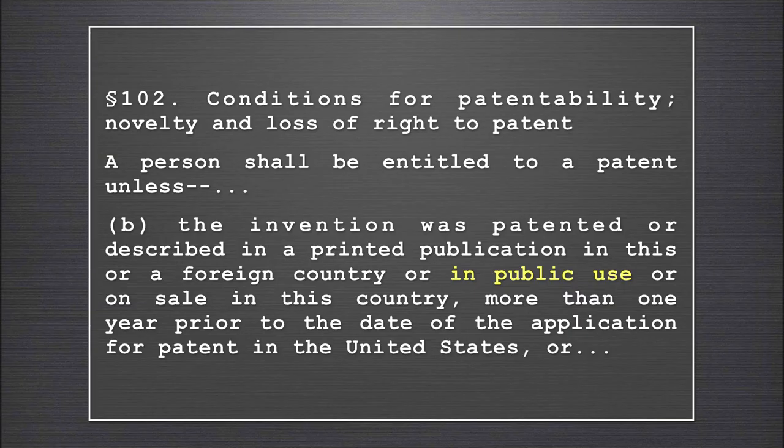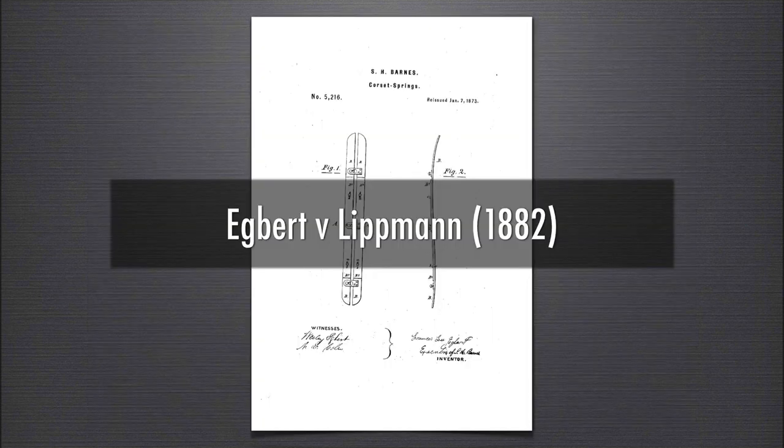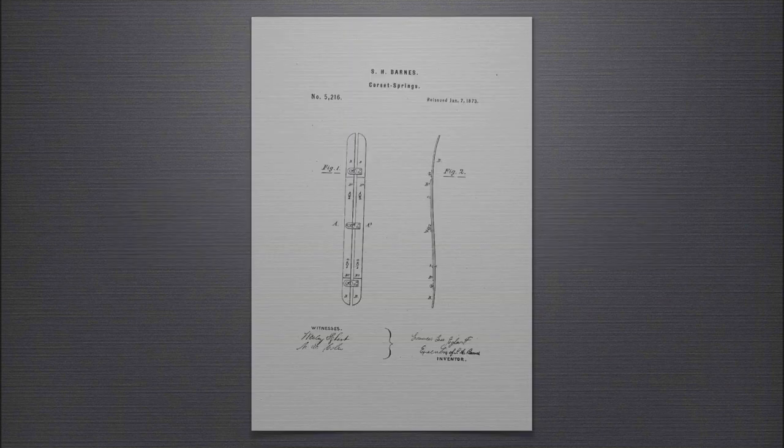So let's move on to in public use, right? The key case here is one of my favorite cases in patent law, the Egbert versus Lippmann case, right? And the technology here is corset springs, right? And what happens in the Egbert case is that the inventor invents a new type of corset spring, apparently this split spring with hinges. Attaching them was the key innovation here.